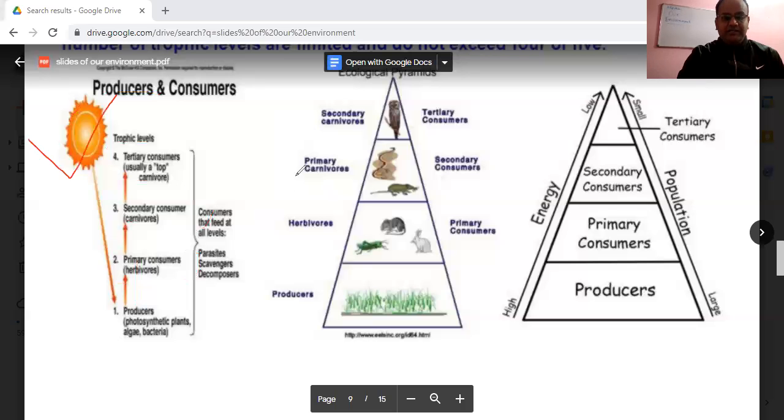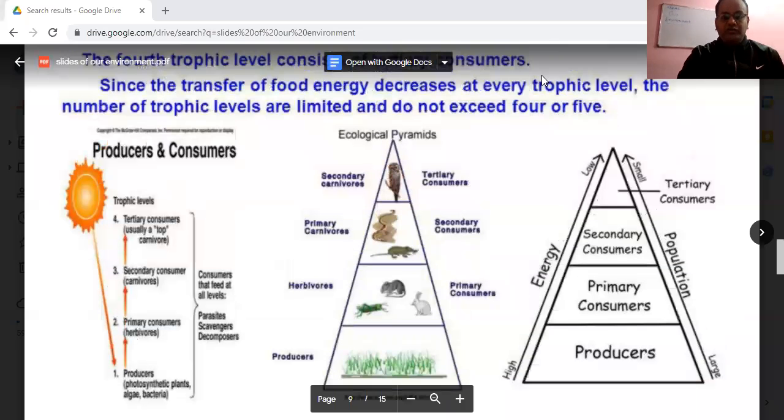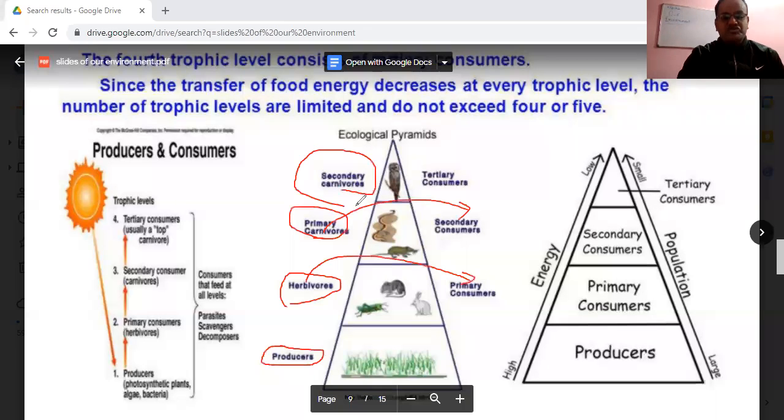Now, in the next image, another image for the same, I'm also sharing with you all. Here you can see in pictorial form, the grass is at the first level, followed by the herbivores. The herbivores are definitely the primary consumers. Then you have the primary carnivores, which are called the secondary consumers. Then you have the secondary carnivores, which are your tertiary consumers.